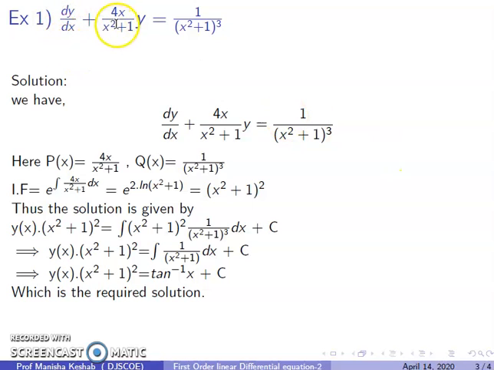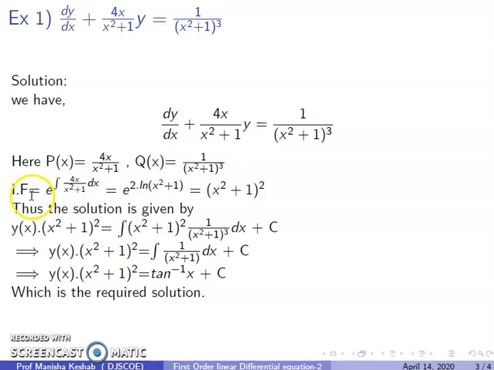So it is dy/dx + 4x/(x² + 1) · y = 1/(x² + 1)³. Now, if you look into the equation, then the equation is of the form dy/dx + p(x) y = q(x), where p(x) is 4x/(x² + 1) and q(x) is 1/(x² + 1)³.